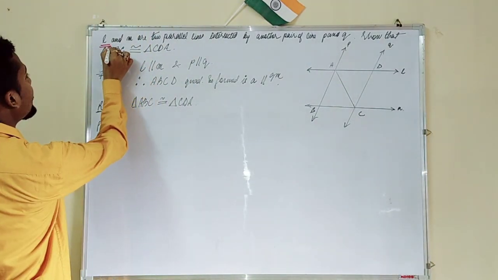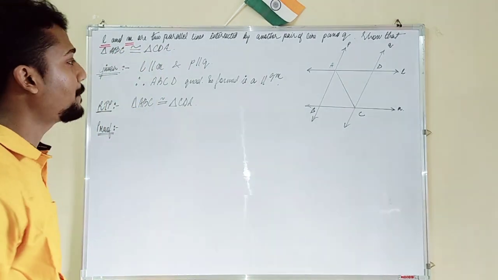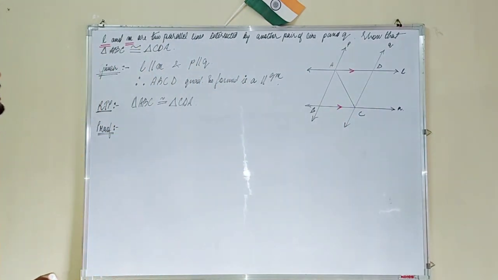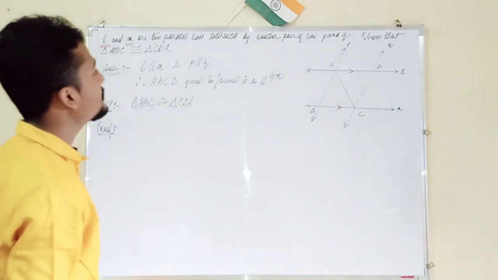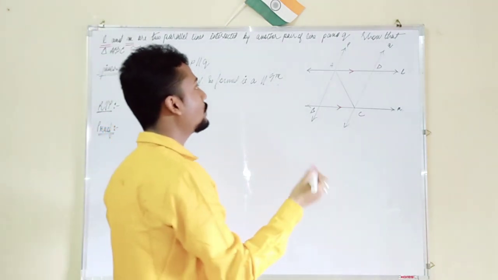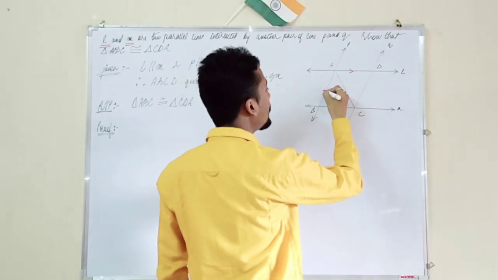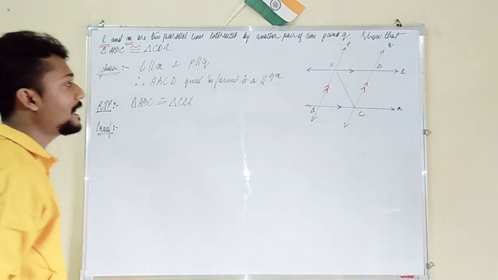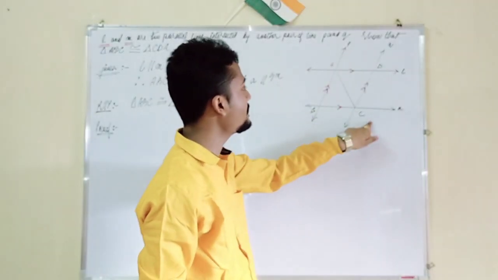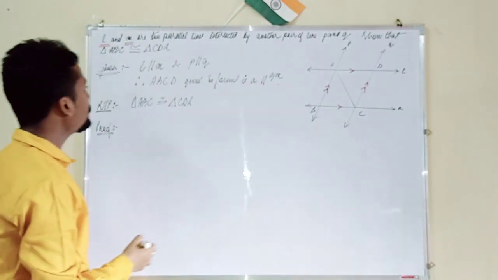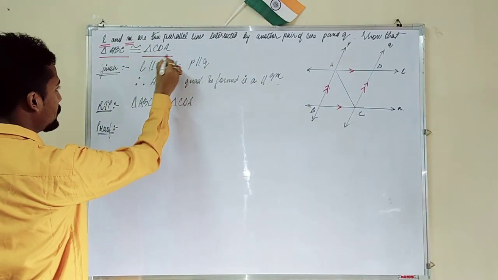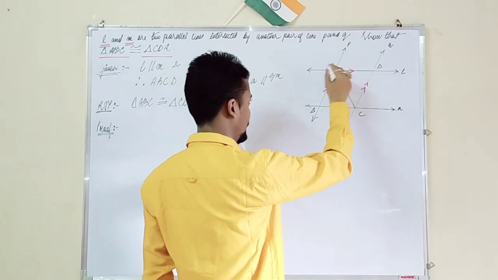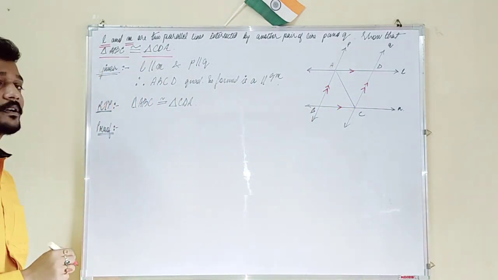So L and M are two lines which are parallel to each other. You can see here that this is parallel to this, and these two parallel lines are intersected by another pair of lines which are also parallel to each other. That means P and Q are parallel to each other, and they intersect the previous pair of lines, that is L and M, at points A, B, C and D. You have to prove that triangle ABC is congruent to triangle CDA. That means both the triangles are congruent to each other.